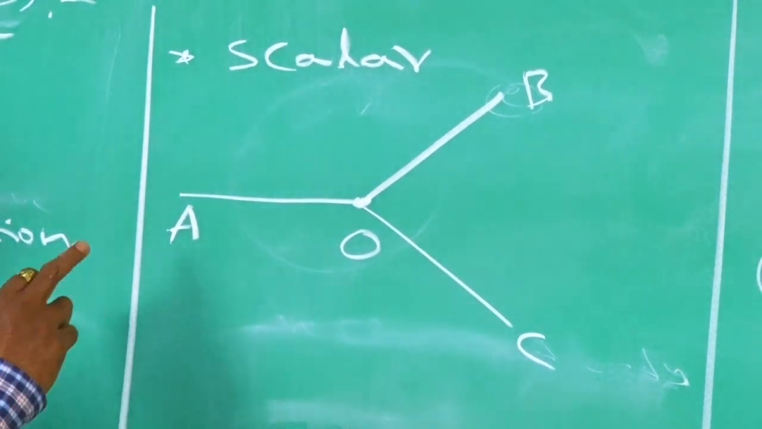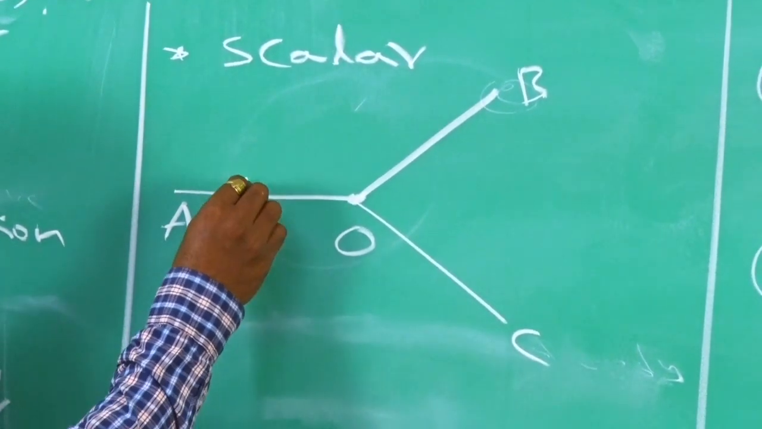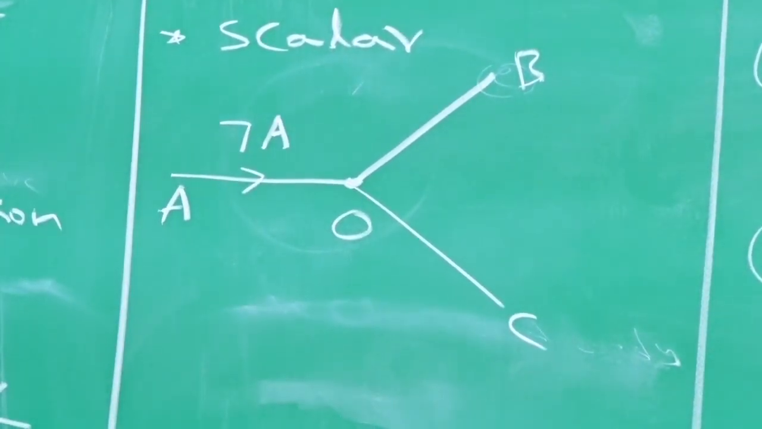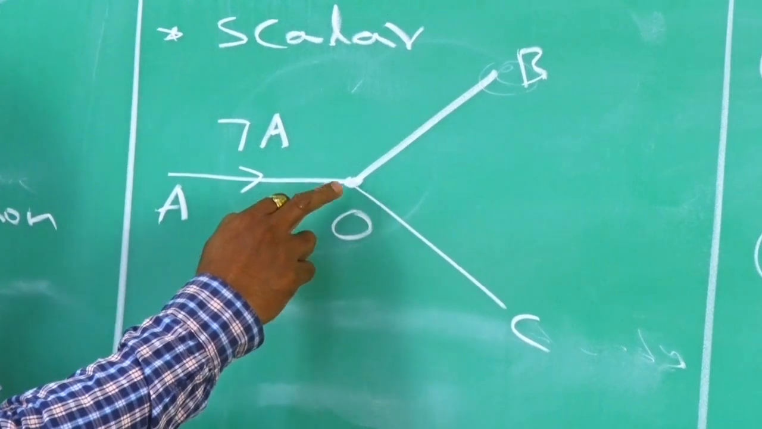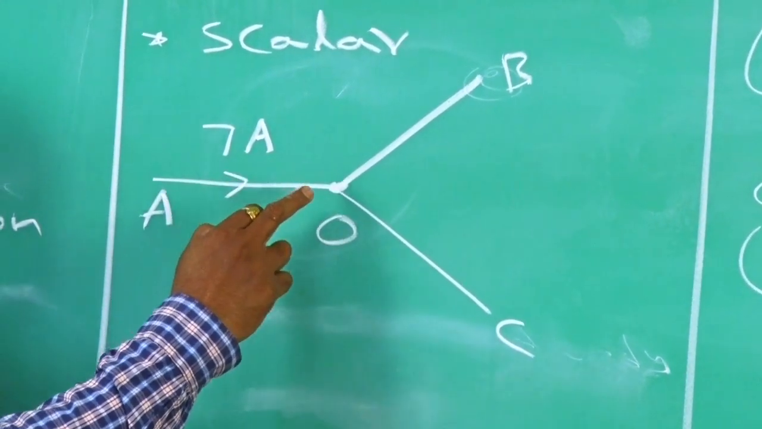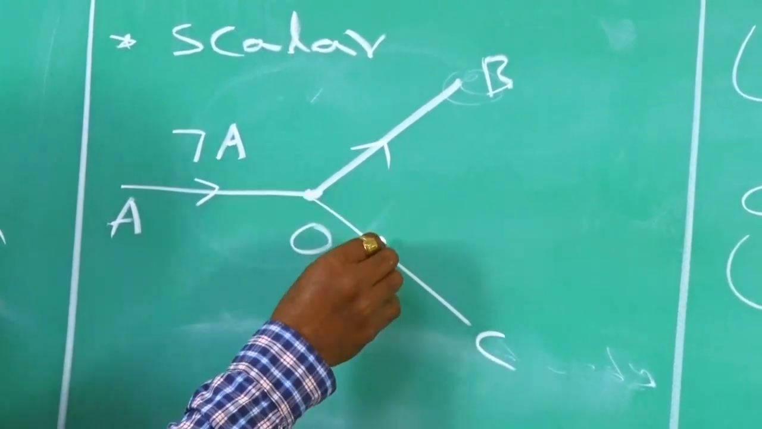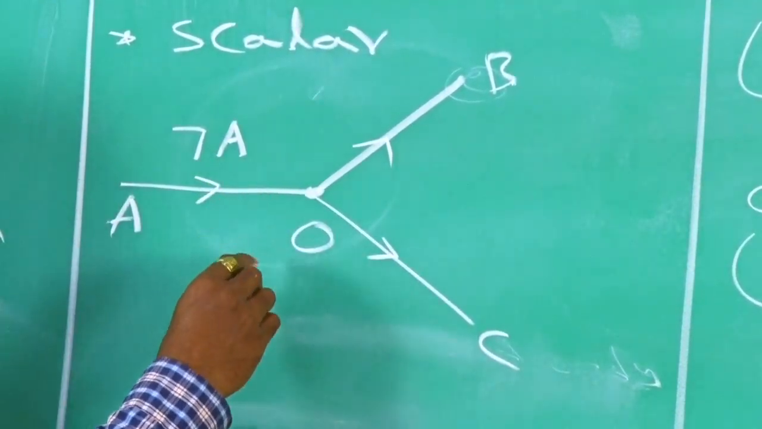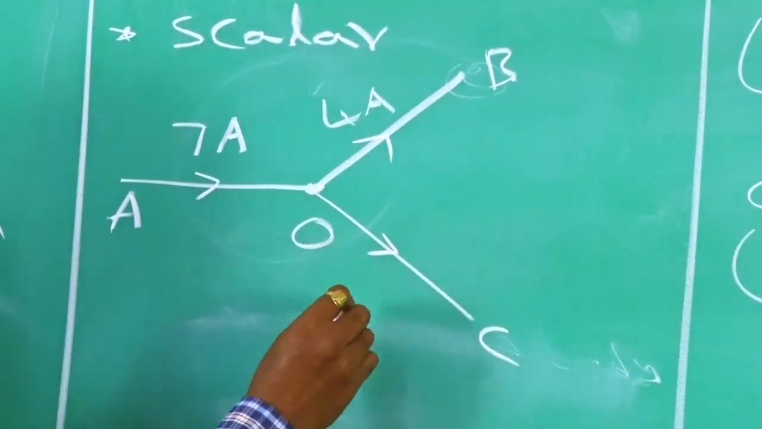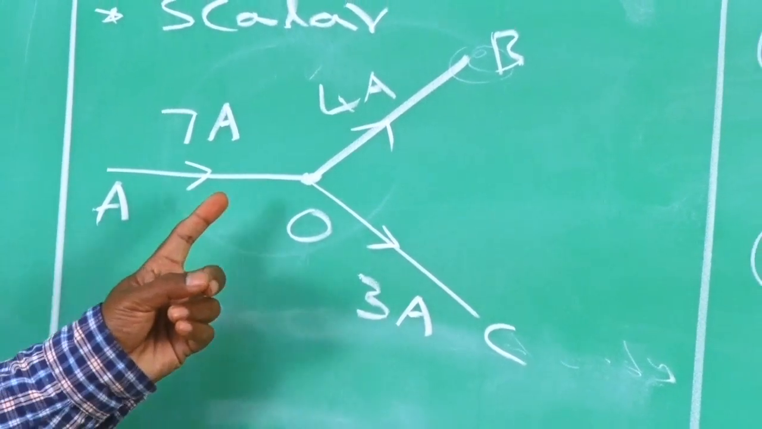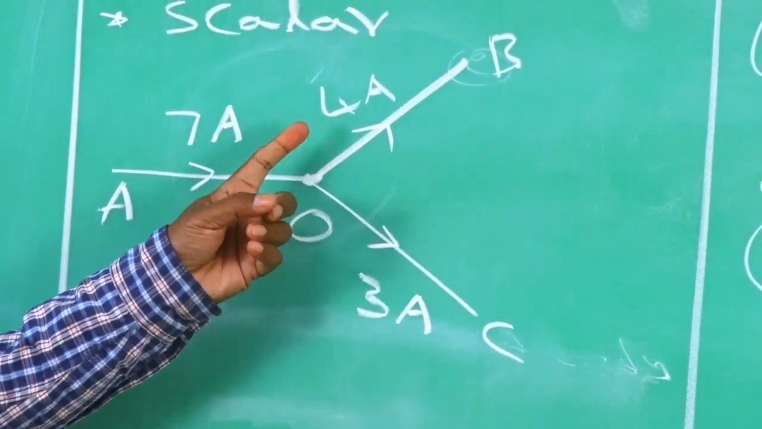Let us assume that from point A to O, along this wire, 10 ampere current is flowing. Then at the junction O, at the node O, it has two paths, one along OB and another along OC. Depending on the nature of the wire, let us assume 4 ampere current is flowing here and 3 ampere current is flowing here. That means at node O, 7 ampere current is flowing.